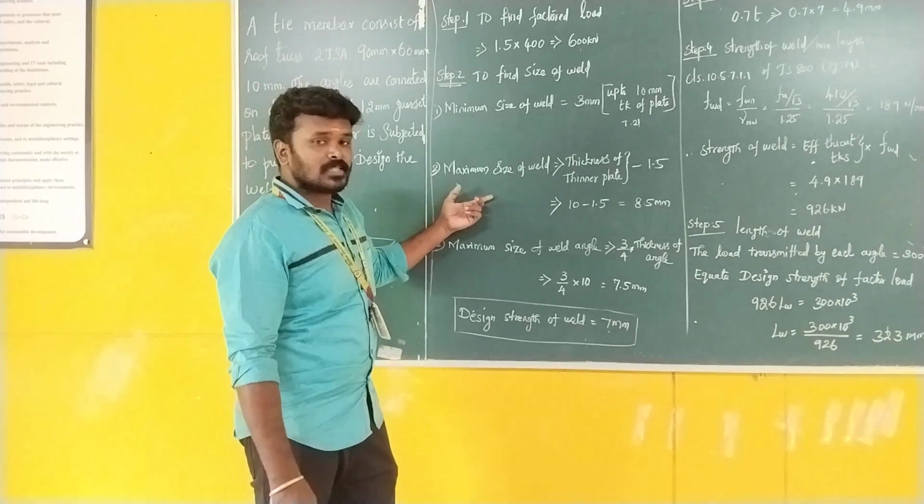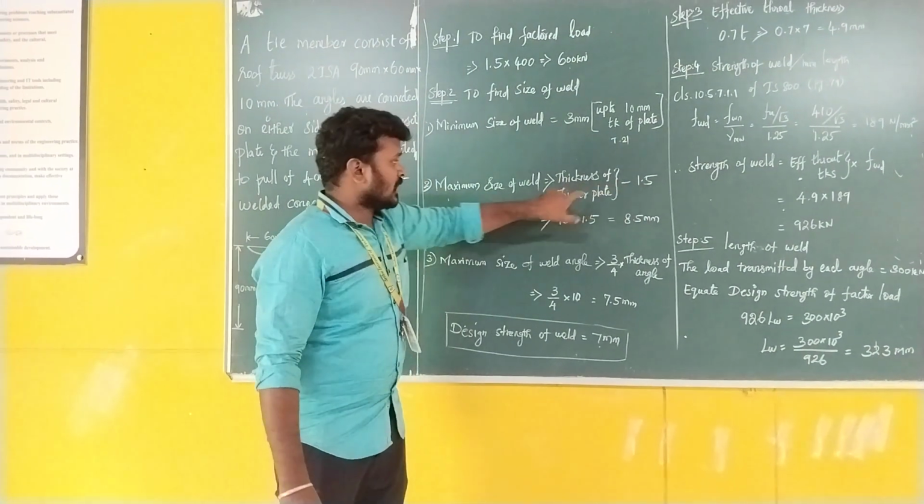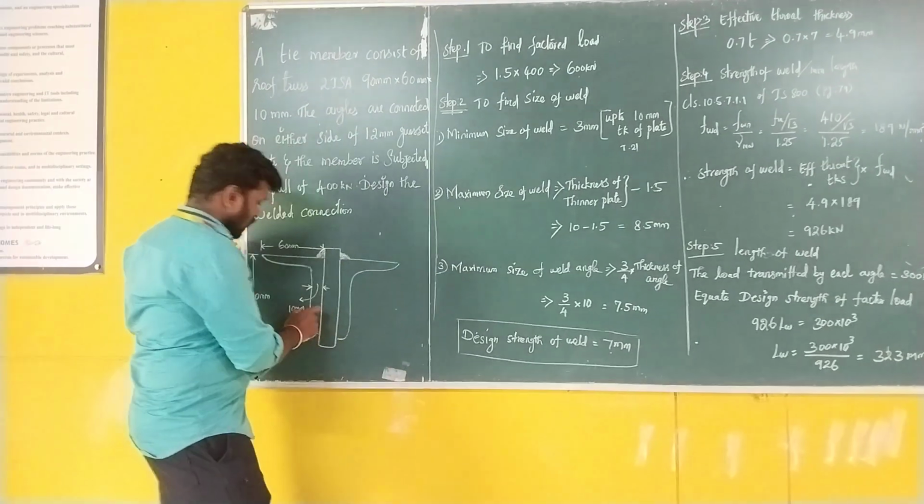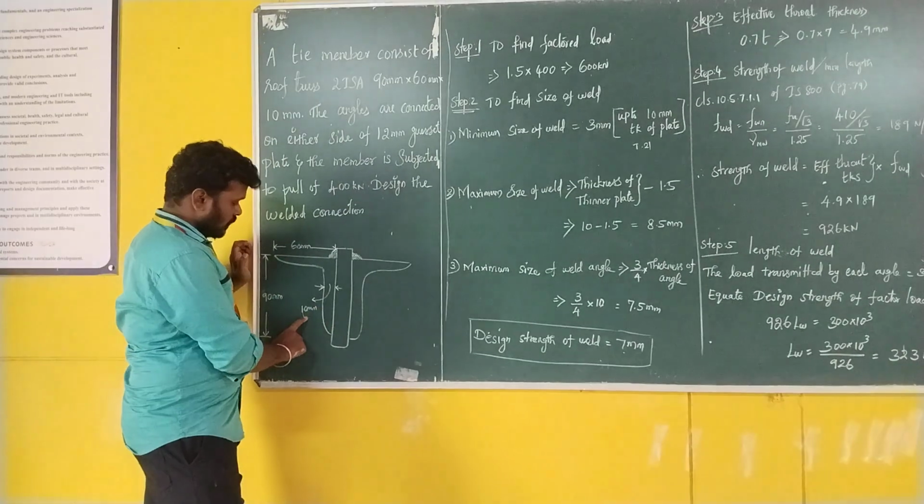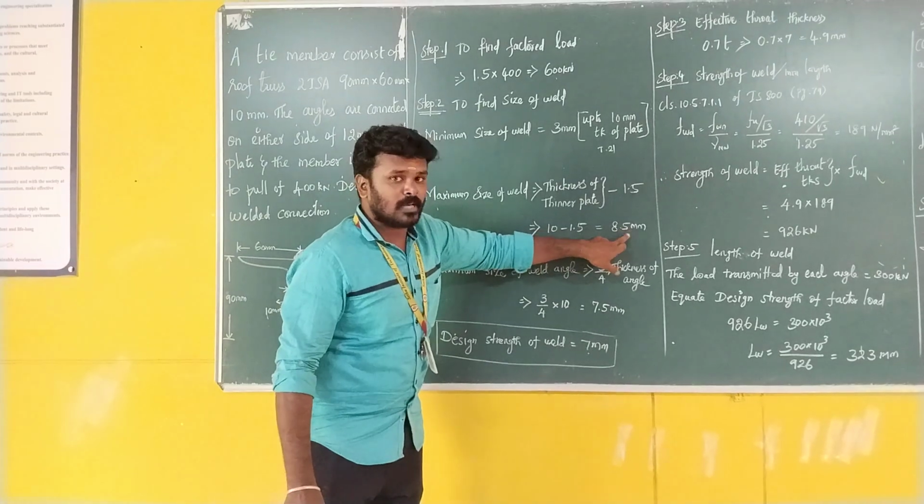Right? Next, the maximum size of the weld is the thickness of the thinner plate minus 1.5. In the thickness of the thinner plate, the value is taken from the angle. The value is 10 mm. So 10 minus 1.5 is equal to 8.5 mm.